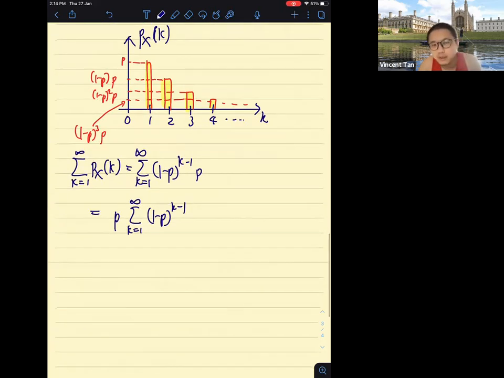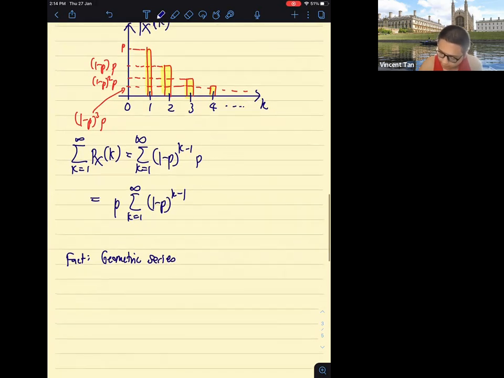Now, I do not know whether you learned this fact or not, but there's this thing called a geometric series. I think this is taught in O level, so everyone should have had it. If you have a sum of a r to the k, k equals 0 to infinity, then what you have is a over 1 minus r. Do you remember this? Now, what is wrong here? This is almost correct. Does anyone know what's wrong? Anything wrong here?